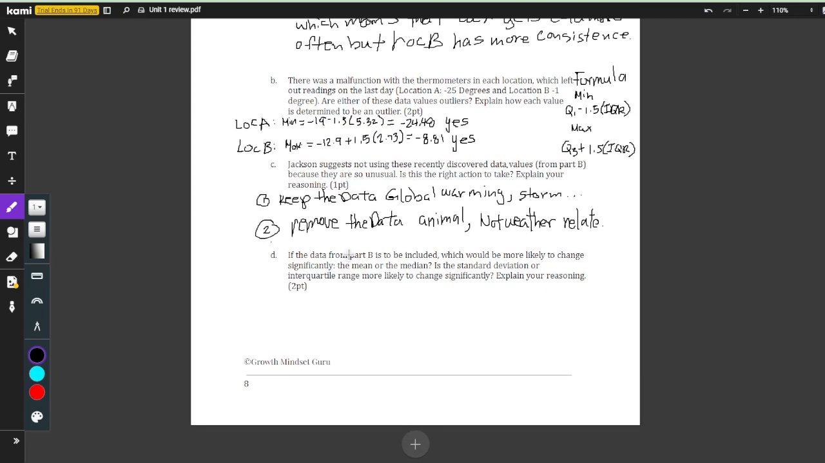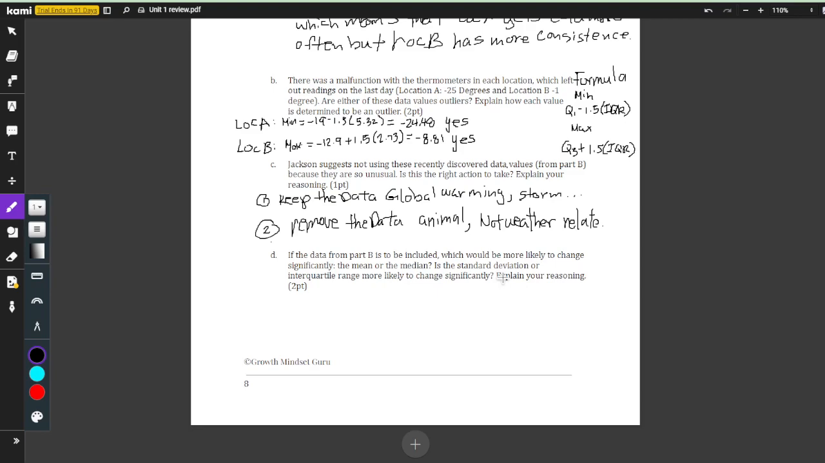Last but not least, if the data from part B is to be included, which would be more likely to change significantly? We've done this three times. We've done this in the previous problems already. We did it in problem five, where it's asking us which one would move. We've also done it in problem three, D and E. Which one is likely to change?